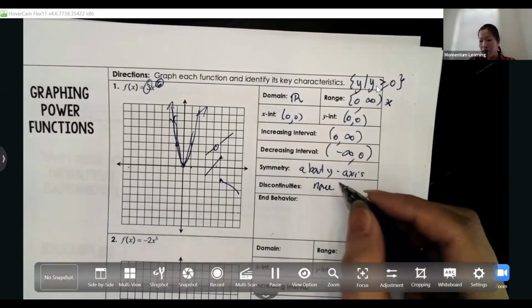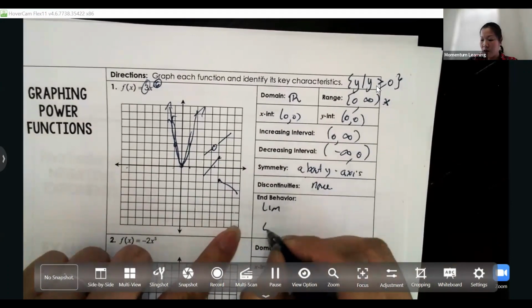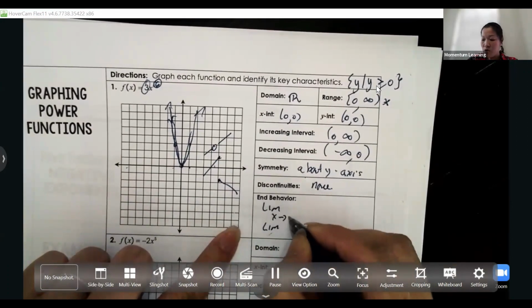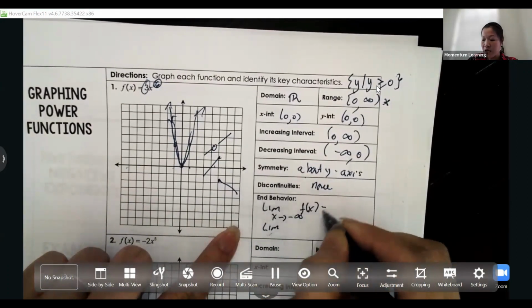Remember, for end behavior, write the limit notation. Get used to writing this. It's going to help you so much in calculus.